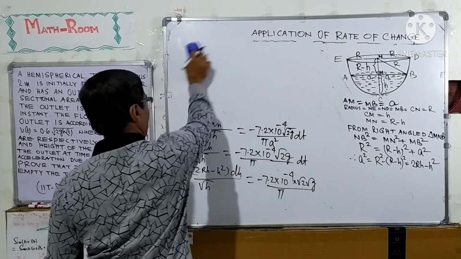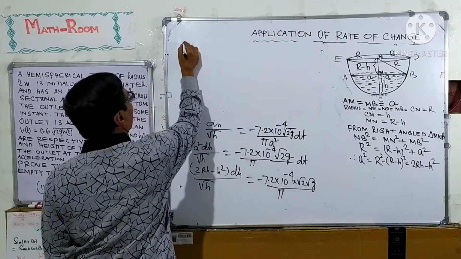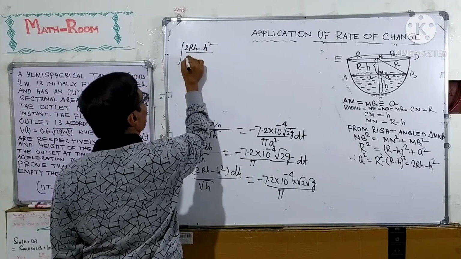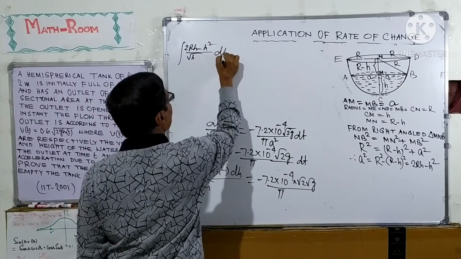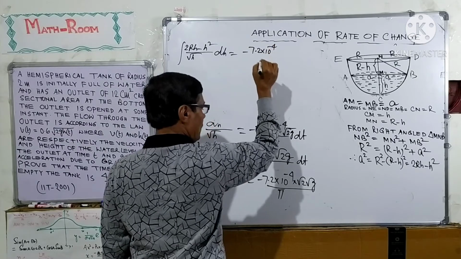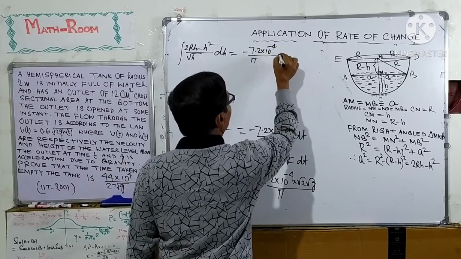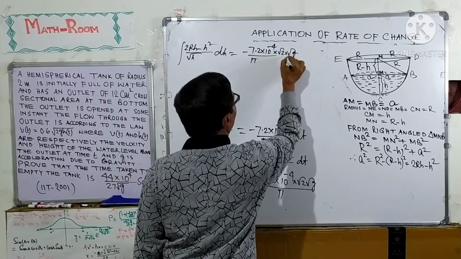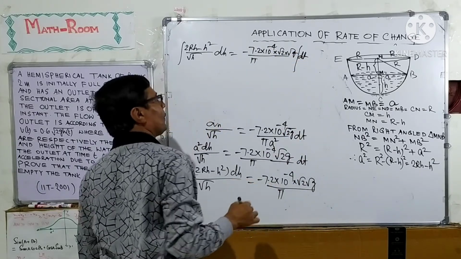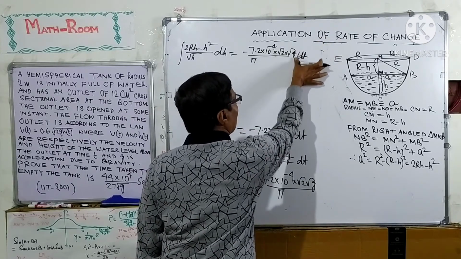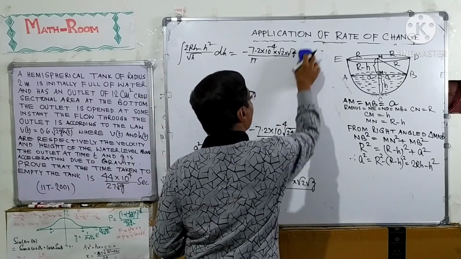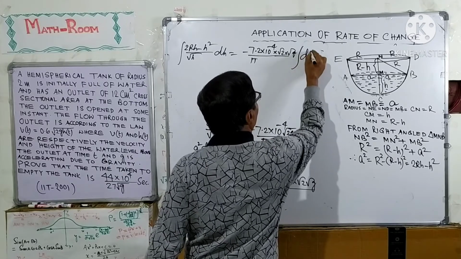Now we can integrate both sides. It is (2rh minus h squared) over root h, dh, equal to minus 7.2 times 10 to the power minus 4 over pi into root 2 root g, dt. Integration, dt.